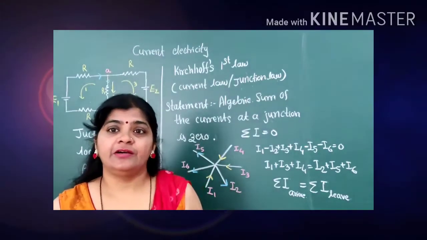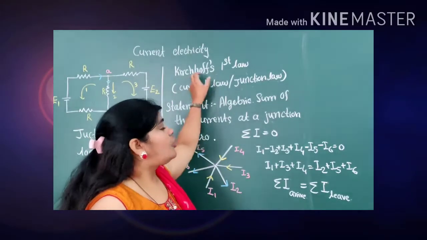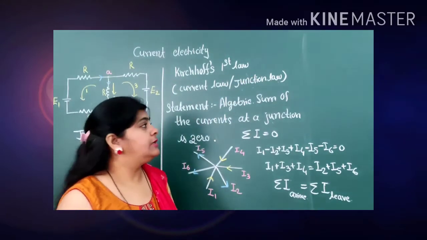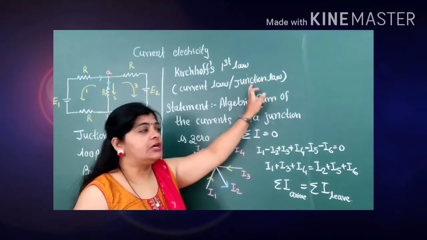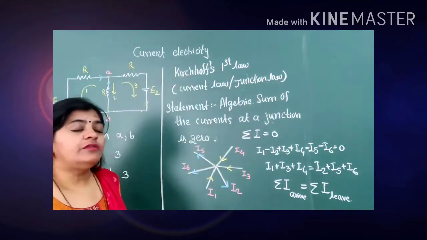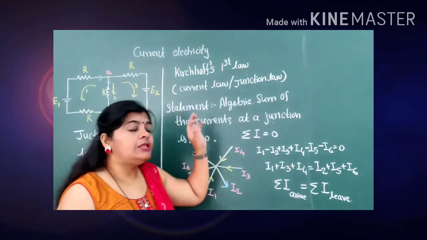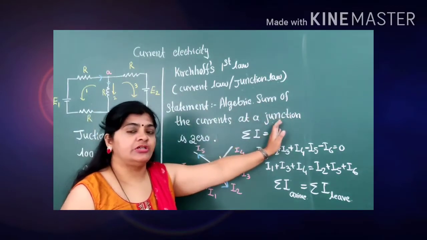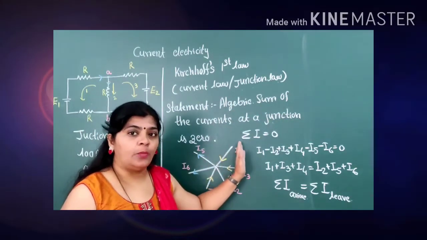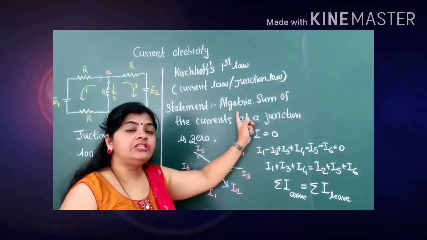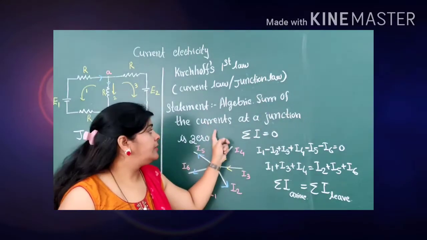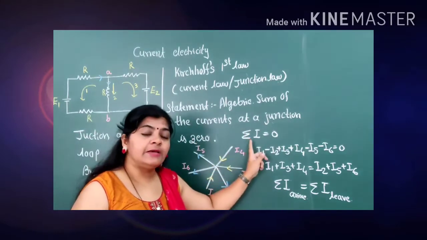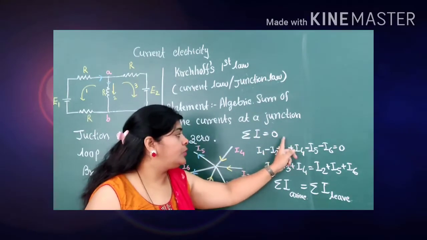Now let us study Kirchhoff's law. Kirchhoff's first law is also called the current law or junction law. The statement of Kirchhoff's law is: the algebraic sum of the currents at any junction is equal to 0. Again I am stating here, the algebraic sum of the currents at any junction is equal to 0. That is, summation of I is equal to 0.